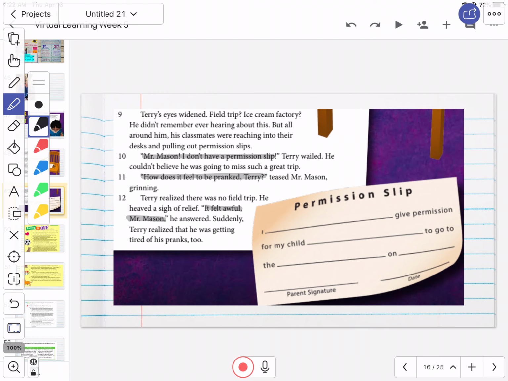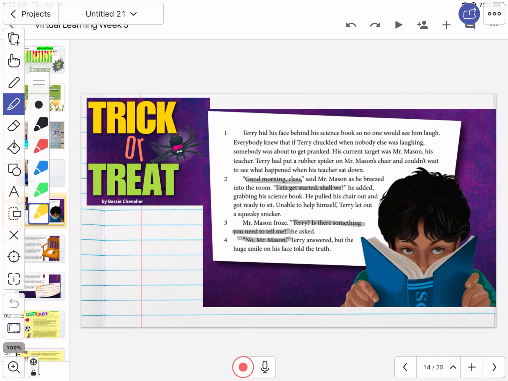Okay, so his teacher ends up pranking him. Let's go back to the first paragraph and just make sure that we didn't see any first-person words and that we do see lots of third-person words. So Terry hid his face. No one would see him. Everybody knew that if Terry chuckled when no one else was laughing, someone's being about a prank. Mr. Mason, if I go to the dialogue, said Mr. Mason. He added. He asked. Terry answered. So nowhere do I have I said or I answered.